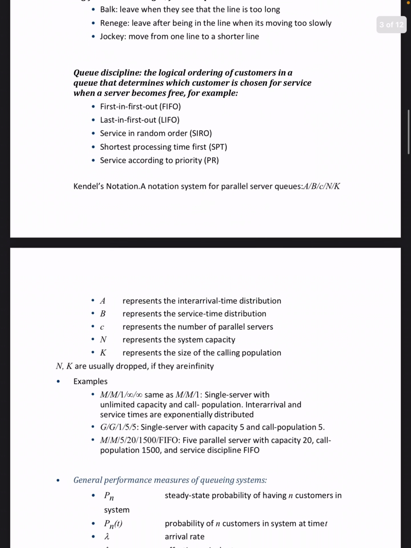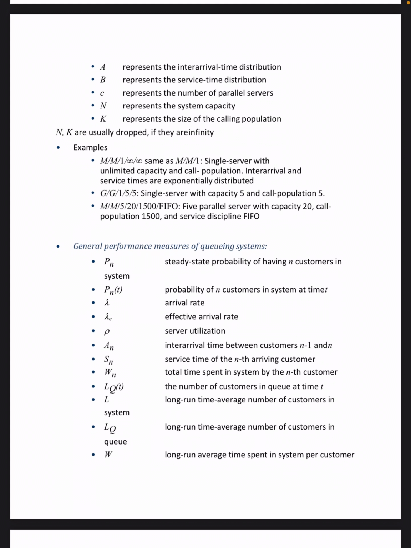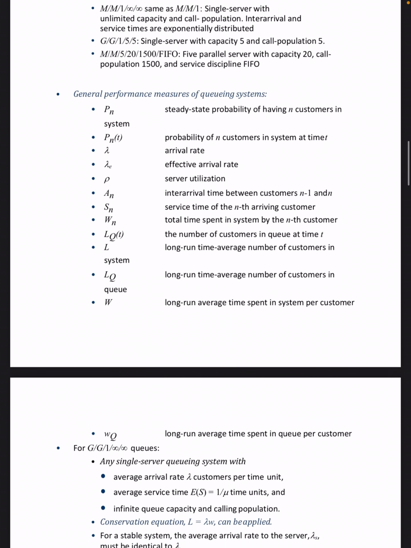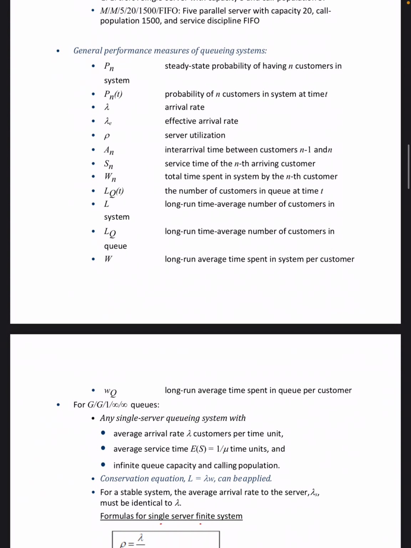Then we have some formulas, that is, notations. P_n is the steady state probability that there are n customers in the system; P_n(t) is the probability of n customers at time t. Lambda denotes the arrival rate. Effective arrival rate is lambda_e. Rho is the server utilization. A_n is the inter-arrival time between customers n-1 and n. S_n is the service time of the nth arriving customer. W_n is the total time spent in the system by the nth customer.